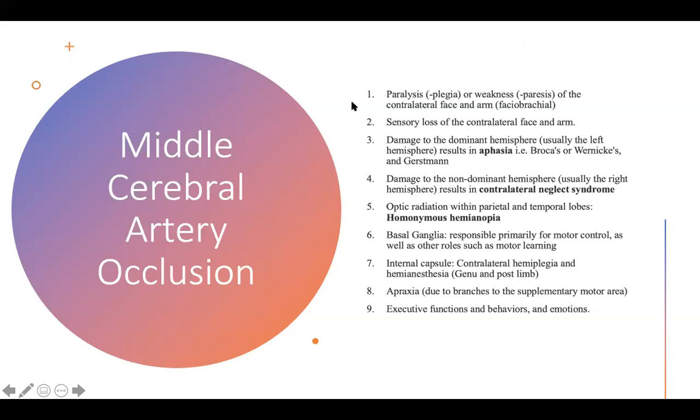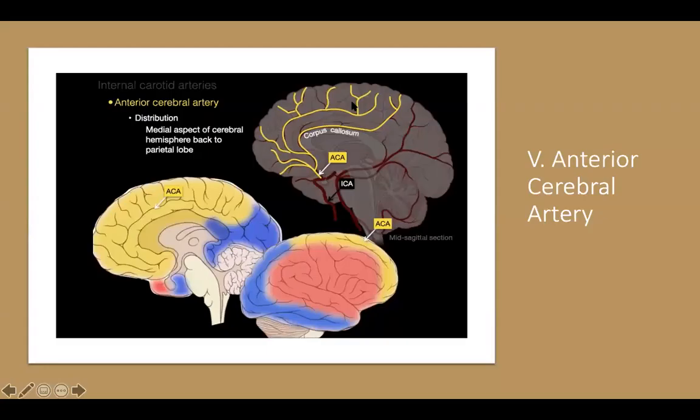Okay. Now for the anterior cerebral artery, it's the opposite. So the anterior cerebral artery courses on the medial side of the cerebral hemispheres. It covers both the frontal and the parietal and the temporal lobes, but from inside, as you see here. Okay.